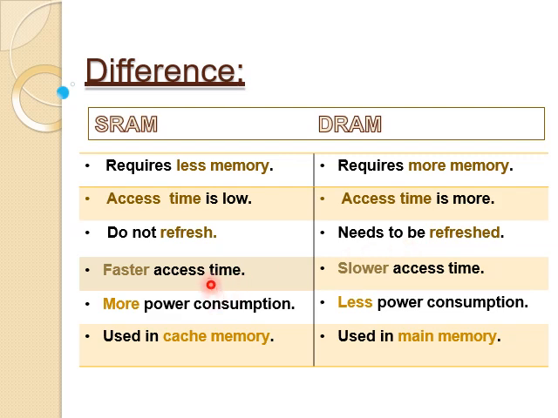Now, static RAM has a very fast access time, and here it is slow access time because of leakage of the capacitor. And you have more power consumption in static RAM, and here you have very less power consumption, and actually it is used in cache memory and it is used in the main memory.